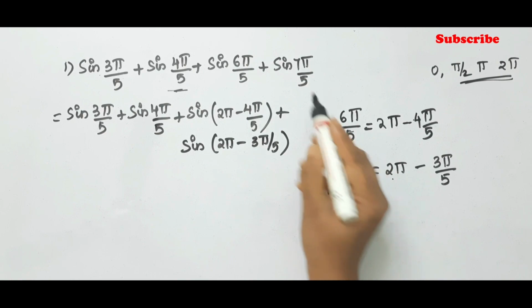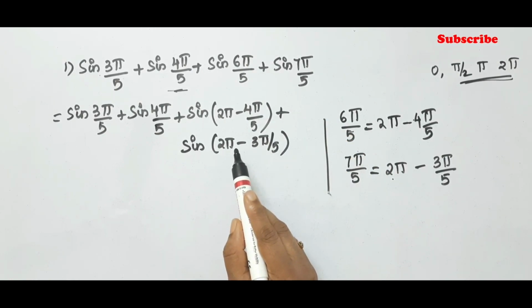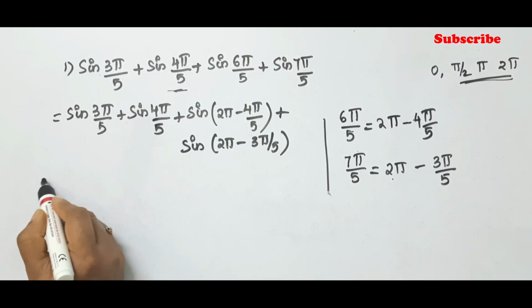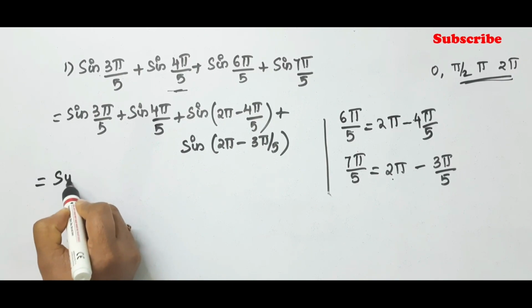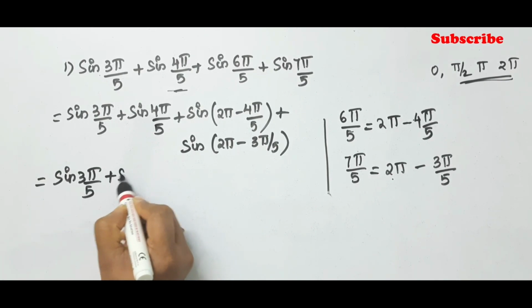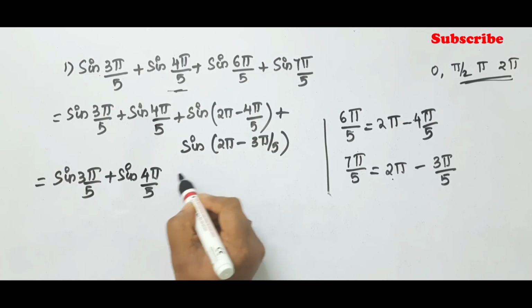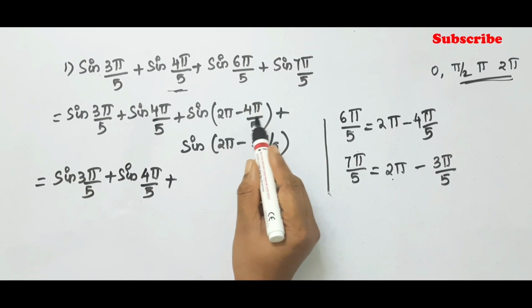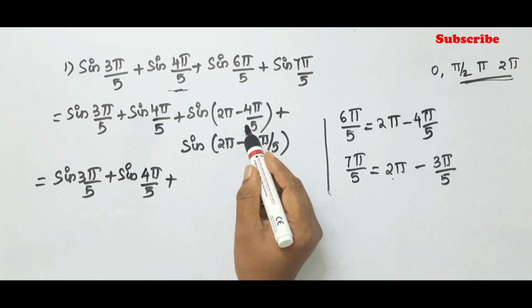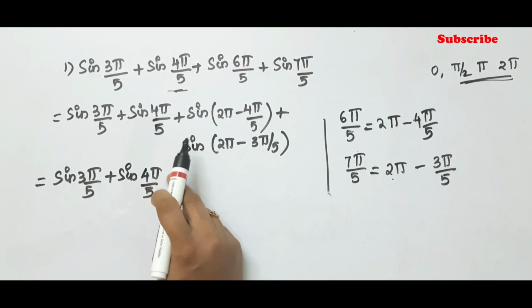Is it not? I have transformed this 7 pi by 5 as 2 pi minus 3 pi by 5. So this becomes sine of 3 pi by 5 plus sine of 4 pi by 5 plus 2 pi minus an angle, which means it will be in the fourth quadrant. In the fourth quadrant, cos and secant are positive, the remaining all are negative, is it not? So this will be negative, sine will be negative.